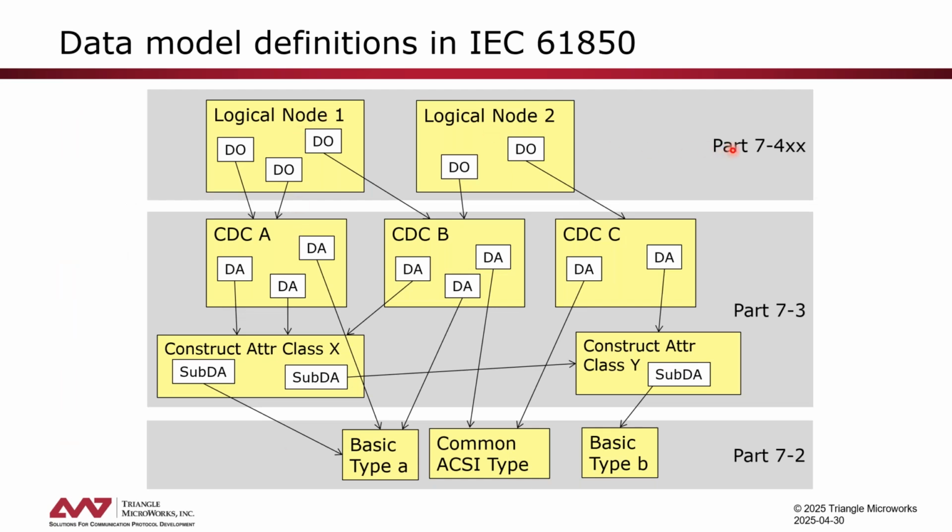So in part 7, in our standard, in part 7.4, we find the logical nodes. We define the data objects that are member of the logical nodes. They refer to a common data class, which is defined in the part 7.3. Common data class defines the different data attributes. Data attributes can be of a basic type, they can be of a common ACSI type, but they can also be of a constructed attribute class, which is also defined in part 7.3, with subdata attributes, which can be of a basic type or of another constructed attribute class. And then in part 7.2, we have the basic types defined and the common ACSI types.